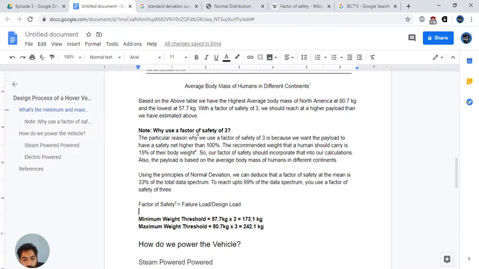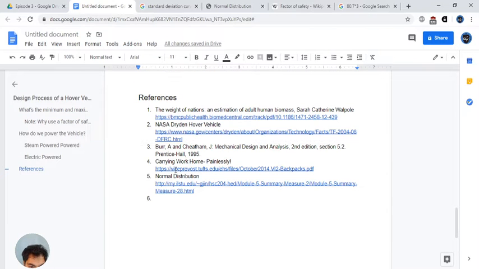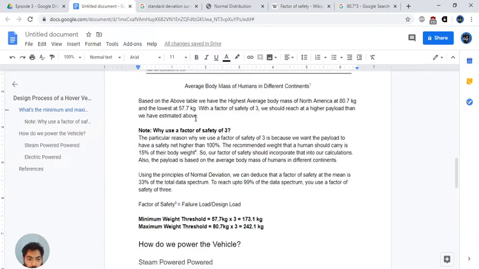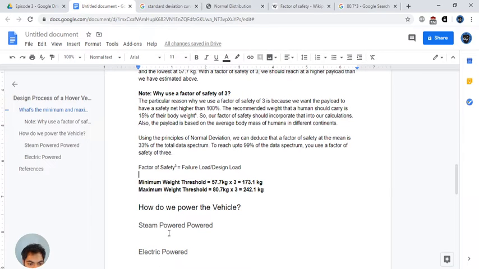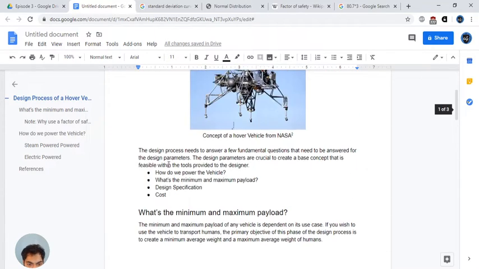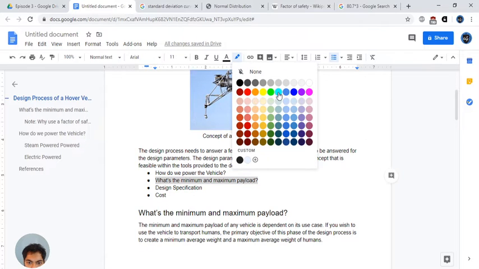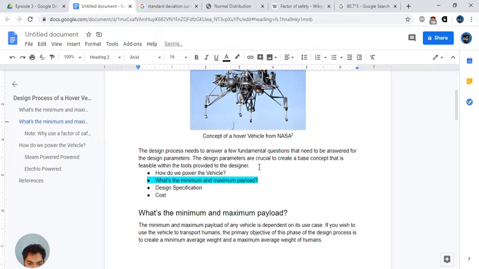Since you have that, you can move on. I think we quoted this, we quoted that, we quoted that. So we're good for now. Now let's move into how do we power the vehicle. So what were the questions? What is the minimum maximum payload? We've answered this. That's done for now. Okay.